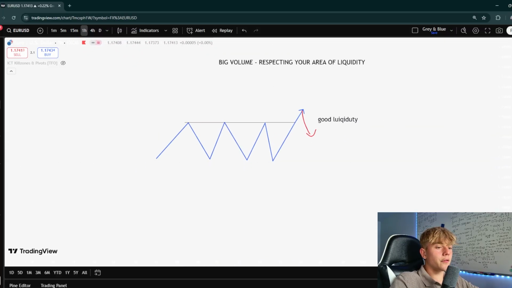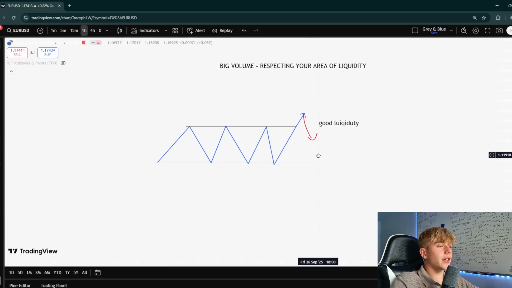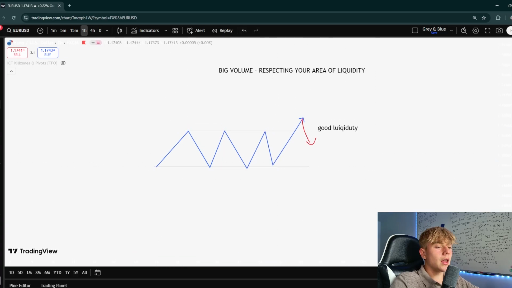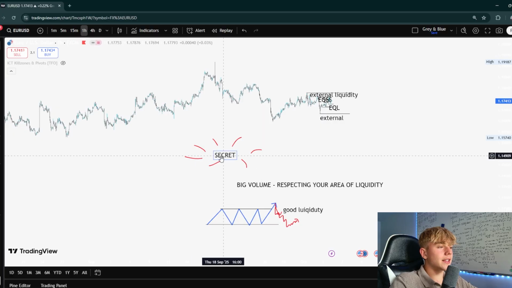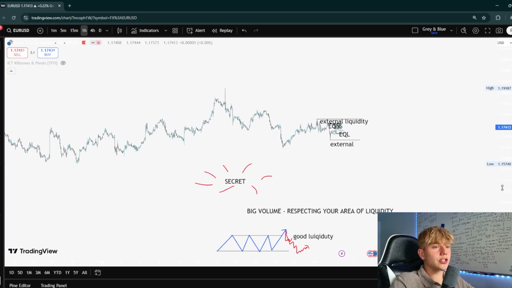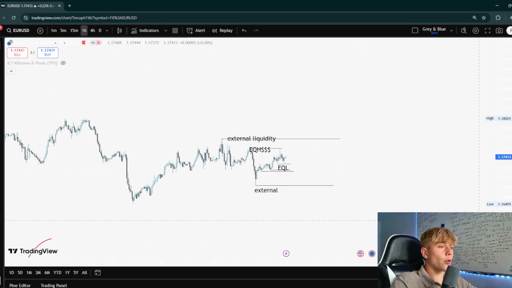And the same for the bullish direction. If we swept below these lows and price shot up like so, I would then class this as good liquidity. But if price actually came below this low and slowly started to push up like so, not even being able to break the previous high, I would class this as bad liquidity and I would not want to be trading it. So that is just a way to secretly up your win rate just a smidgen, and that smidgen could make all the difference.